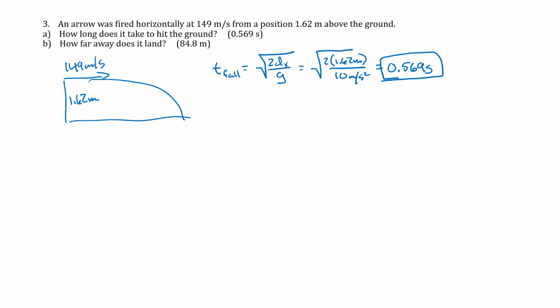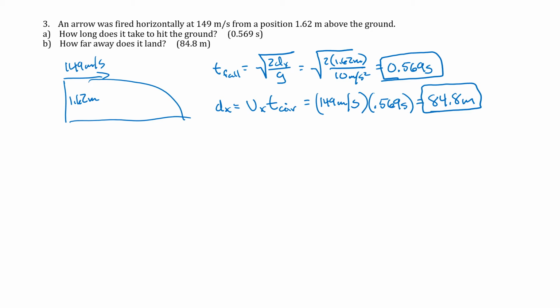Second part is how far away does it land? Well, that's what we're looking for, dx. And again, distance in the x-axis, because our velocity is constant, is just v times t. And if we're going 149 meters per second, and we do that for 0.569 seconds, we are going to go 84.8 meters away. Okay.